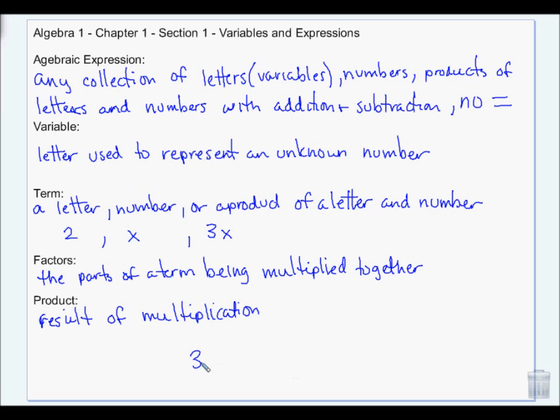if you have something like 3x squared plus 4x minus 6, this whole thing is an algebraic expression. What's that word under term next to number? Under term, a letter, a number, or a product. It kind of ran together. Let me rewrite it for you. That's all good.